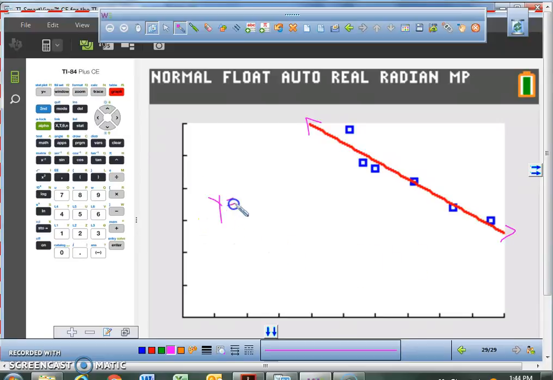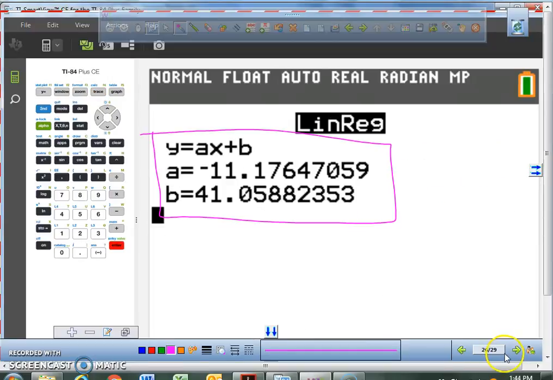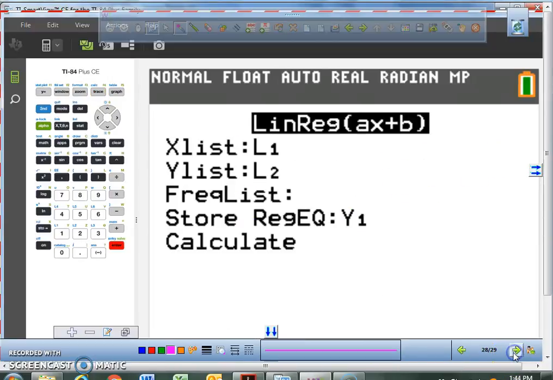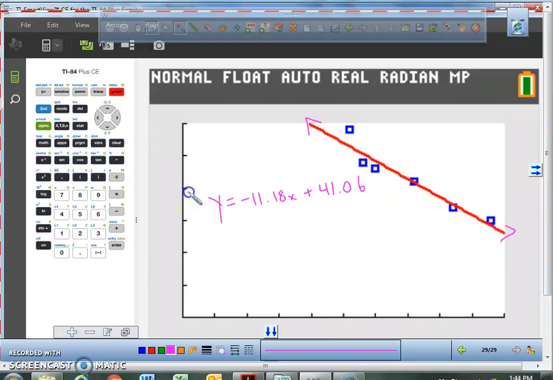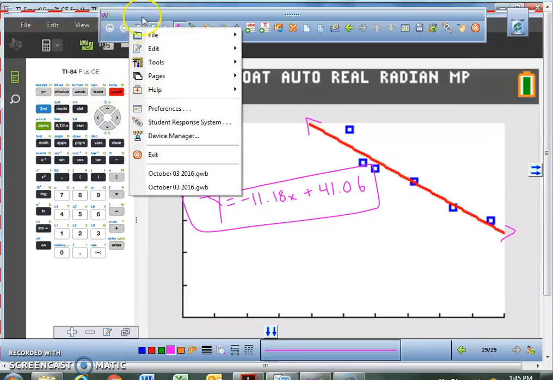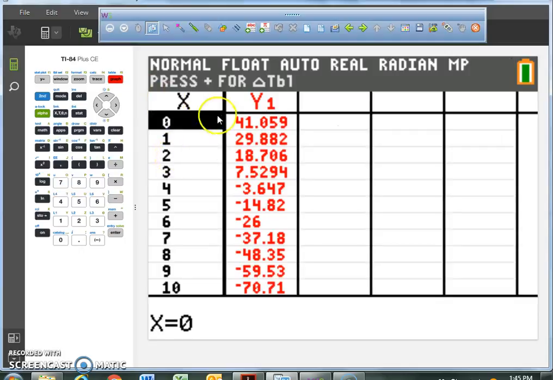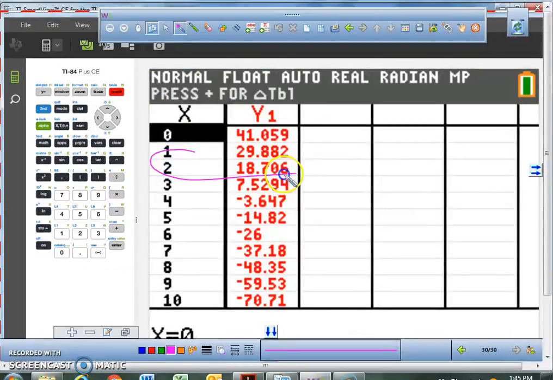Now what I want you guys to do for your answer for B is just round to the nearest hundredth. See what it is. It's 0.06, 41.06. So this is your line of best fit right here. And in the last 15 seconds, I now want you to check your table and evaluate it where x is 2. Second, table. Look at 2 right here. 18.76. That's it.